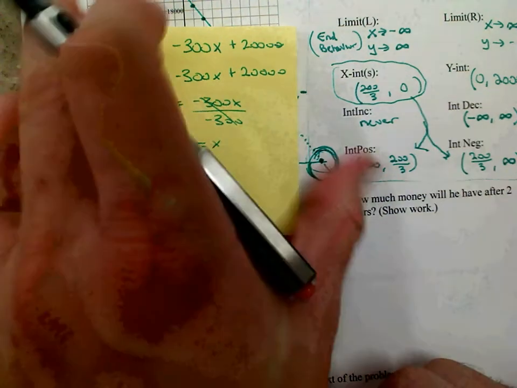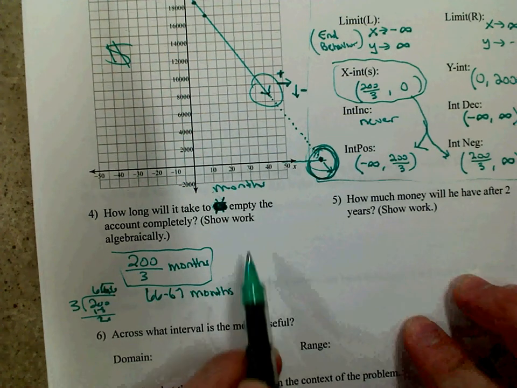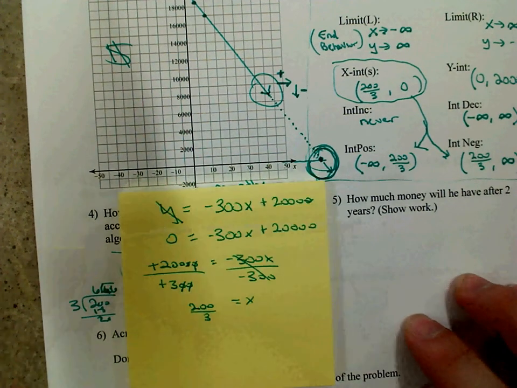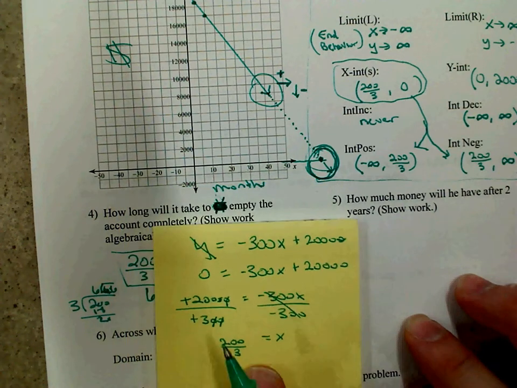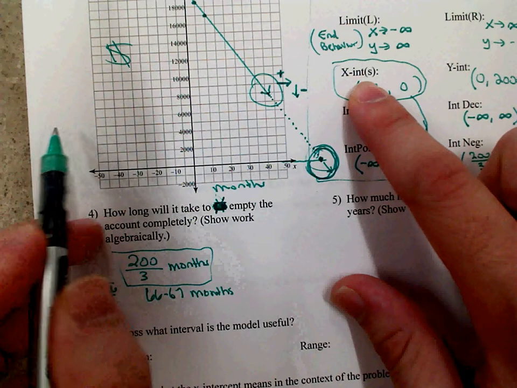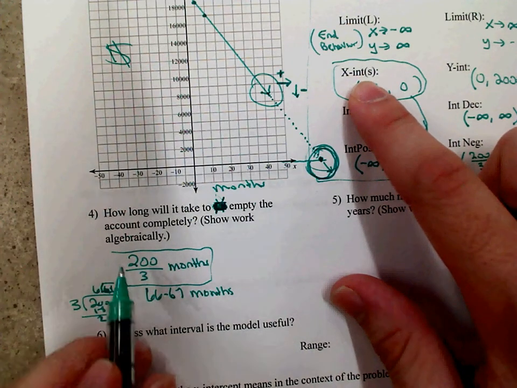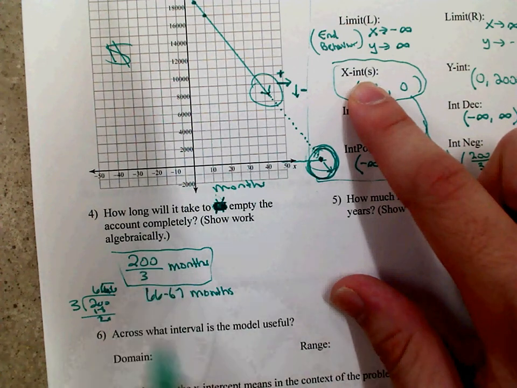Now it says show your work algebraically. I'm not going to put it in here just because I've already done that, but this is the work. This is the work that I would have put in that box. So the same work that you did right here, I don't know if you did it over here on the side or if you did it on a separate sheet of paper, that's the work that would go right here because it's the same question. Emptying the account completely is $0. That's what we found right there.